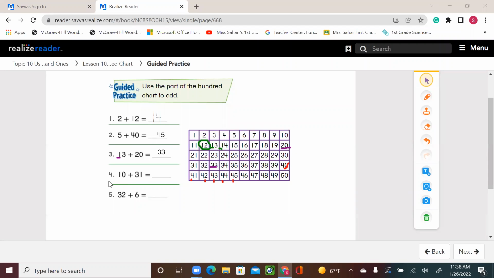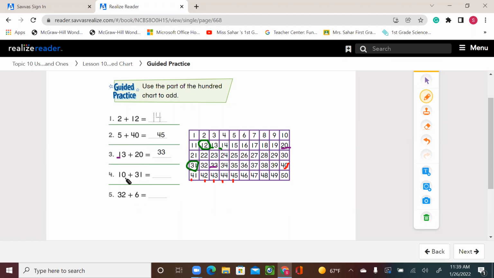All right, let's see number 4. I have 10 plus 31. So starting with my greater number, 31. Okay, 31. Let's use a different color. Green, 31. Make a circle.